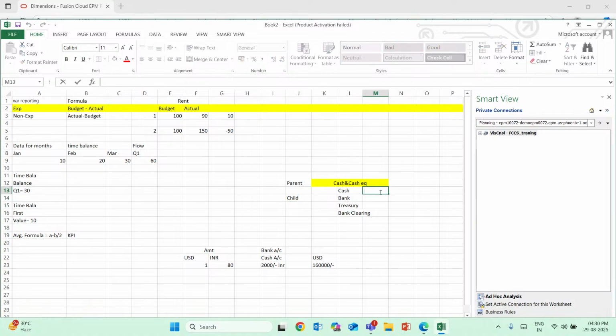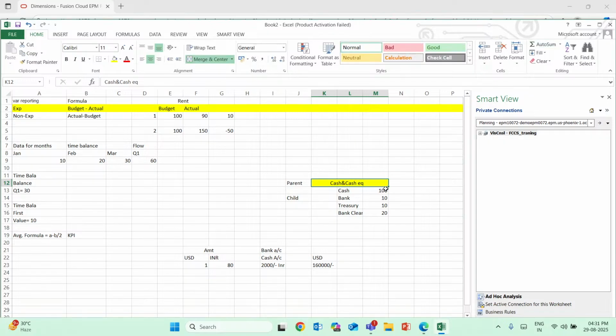Let's suppose I put the data here 100, 10, let's take 20. These members have to hold the data and they should store this data. So all the base members have the store property. This holding amount has the store property, and the value is going to be summed up at the top.